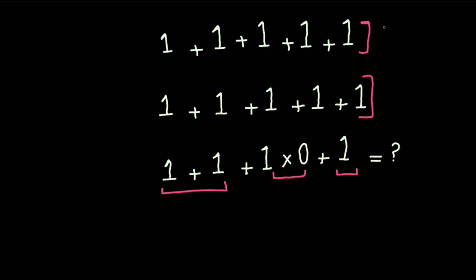The first expression gives us 5, and the next expression gives us 5, and now here gives us 2, and 1 times 0 gives us 0, and 1. And then maybe you add these numbers together. So 5 plus 5 gives us 10, and 10 plus 2 gives us 12. 12 plus 1 gives us 13. But this answer is not correct.